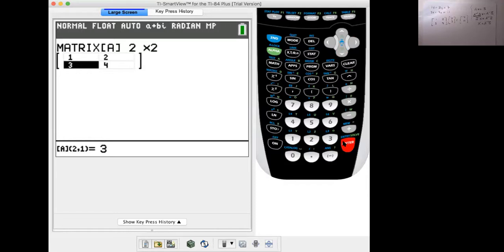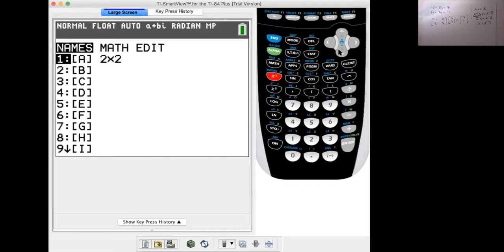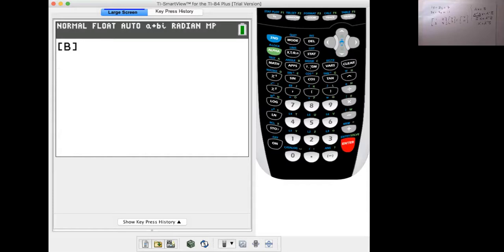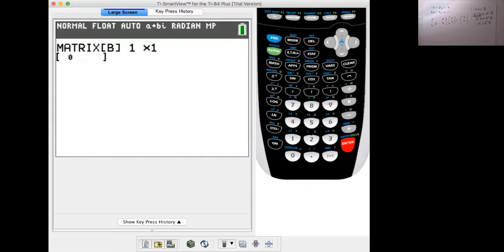Matrix B was 7, 11, but that's 2 rows, 1 column. Second, quit. Matrix B is what I'm looking for. We're going to edit that or put that in the computer. So clear that for now. Second matrix edit, matrix B, which is 2 rows by 1 column, and it's 7, 11.